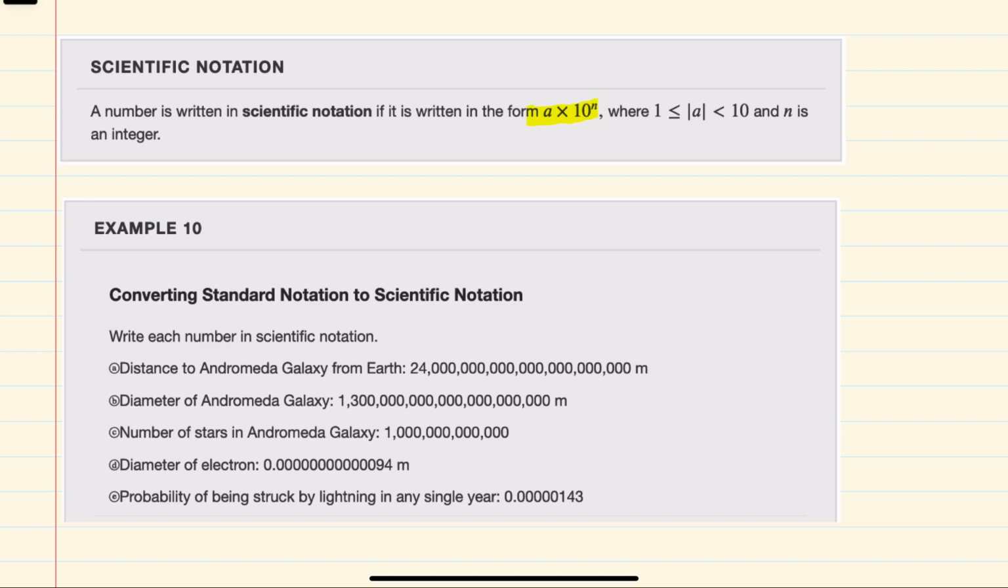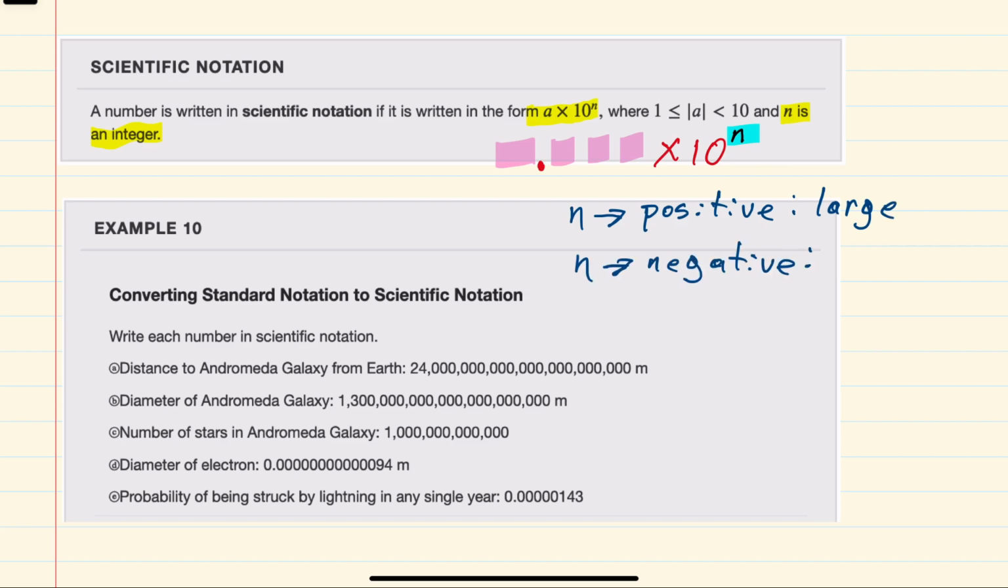to the nth power, where n is an integer, where the absolute value of a is between 1 and 10. So the form that we will always see is a single non-zero digit, a decimal, potentially other digits, times 10 raised to some integer. And the thing to remember here is that when n is positive, we are referring to large numbers, and when n is negative, we are referring to small numbers. And I think this helps with confusion that sometimes comes in around which direction you're moving the decimal place.